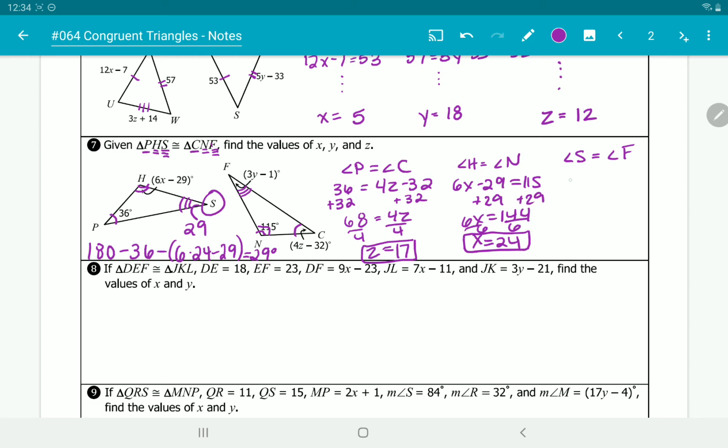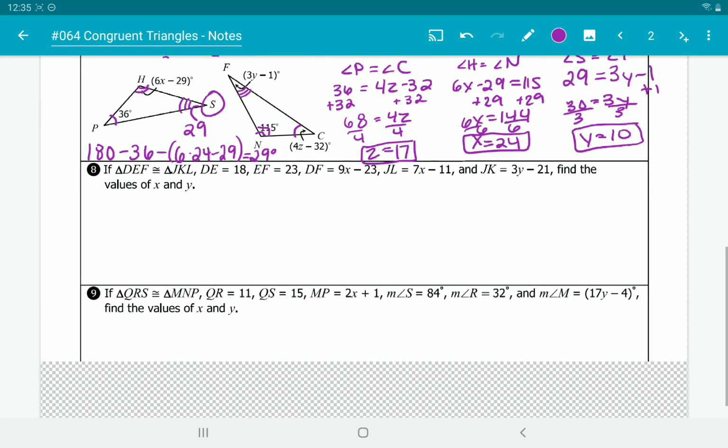Okay, so angle S is 29 degrees, is equal to angle F, and we have that is 3y minus 1. We'll add 1, giving us 30 equals 3y. And now if we divide both sides by 3, we're going to get that y is equal to 10. So now we solve for x, y, and z. So you just need to mark which ones are the same. If you don't have one of the angle measures, remember to subtract the other two from 180. Okay, just set them equal to each other.